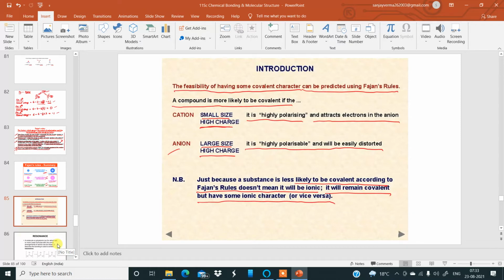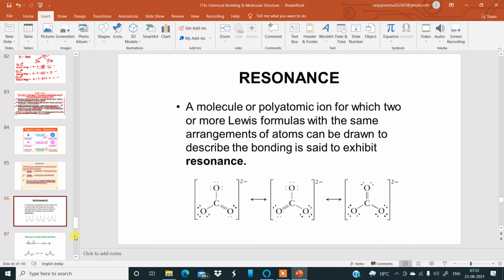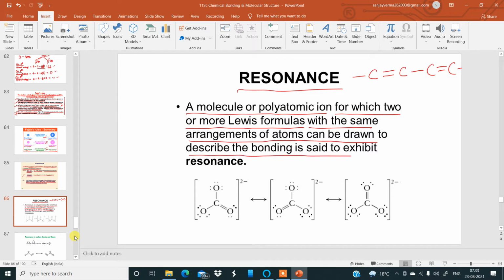Okay. Now, moving to the next subtopic in this chapter, which is called resonance. Resonance, which you have learned in organic chemistry, is delocalization of pi bonds along a conjugated system. Conjugated system means a system having alternate single and double bonds. So a molecule or polyatomic ion for which two or more Lewis formulas with the same arrangement of atoms can be drawn to describe the bonding is said to exhibit resonance.